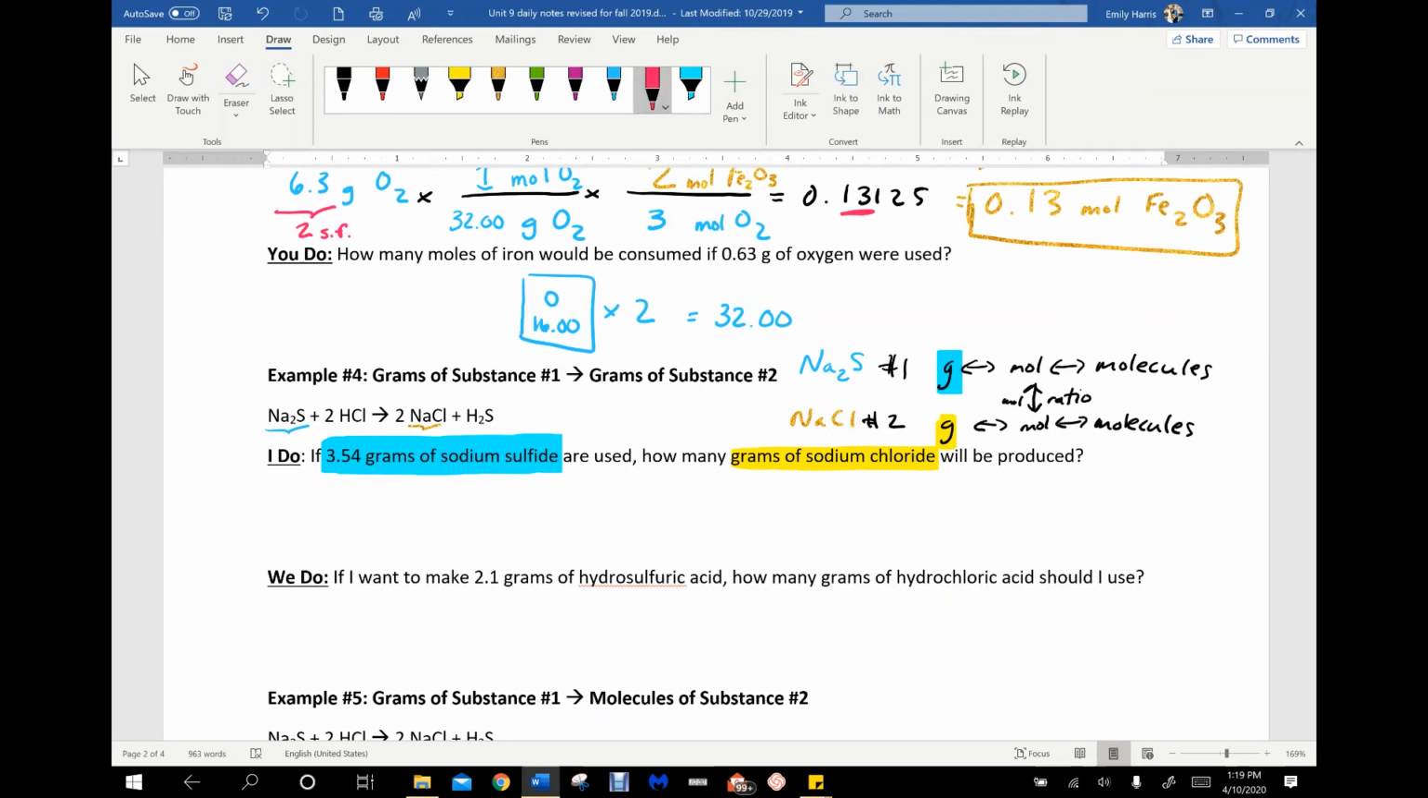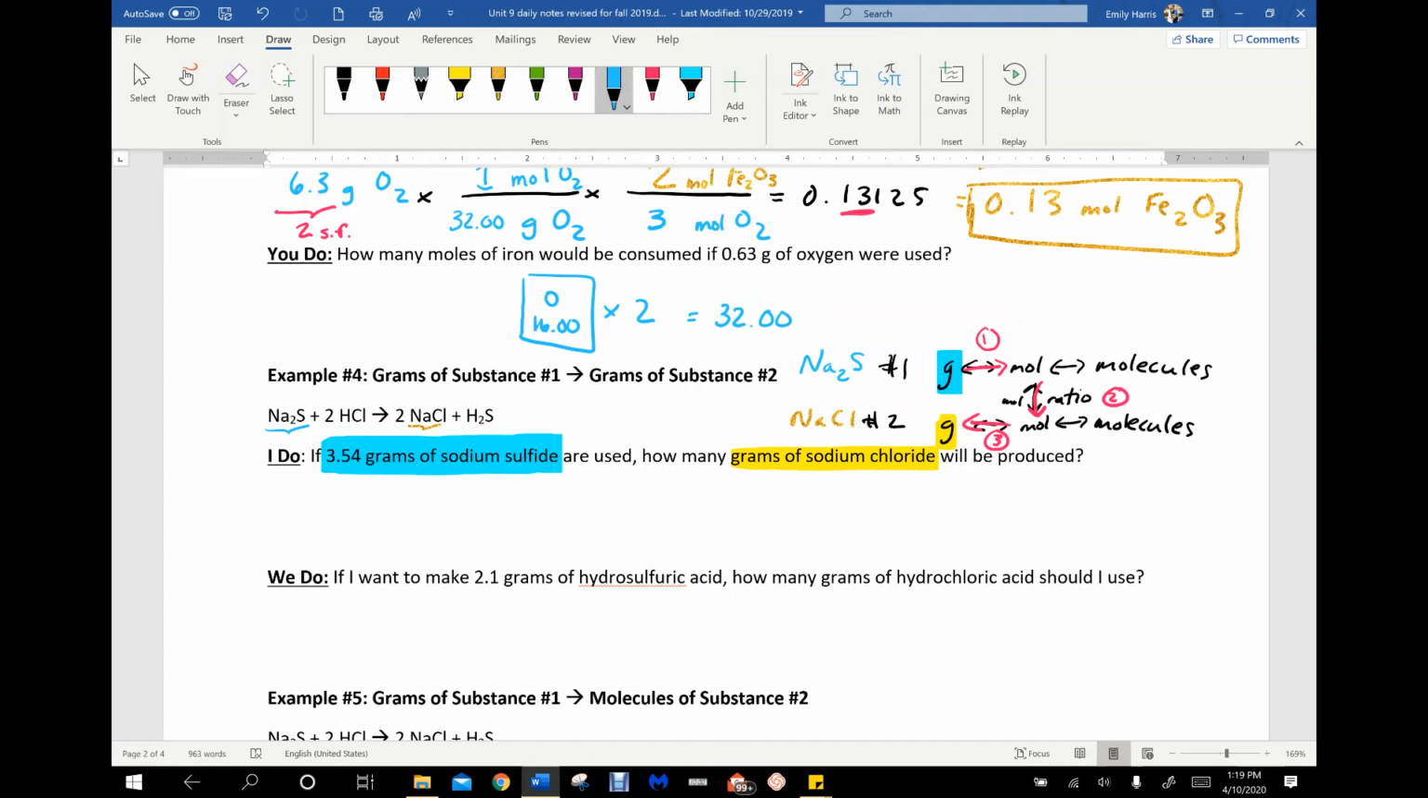So let's plan our steps. So first, I'll go from grams to moles of the first substance. Then I'll go from moles of the first substance to moles of the second substance using the mole ratio. Then finally, I'll go from moles of the second substance to grams of the second substance using its molar mass.